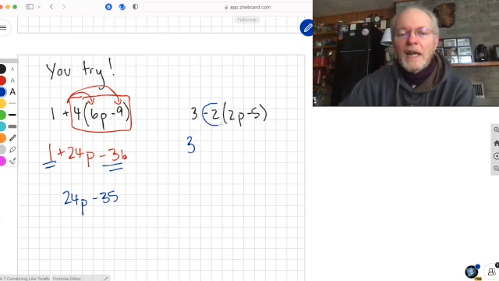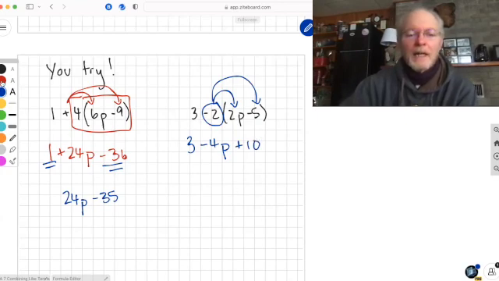Now we've got -2 times 2p. That's -4p. And then we've got -2 times -5 is +10. Now we can combine like terms. The like terms would be 3 and 10. There's no other like terms to -4p, so we'll just write that part down here. And 3 plus 10 is 13.